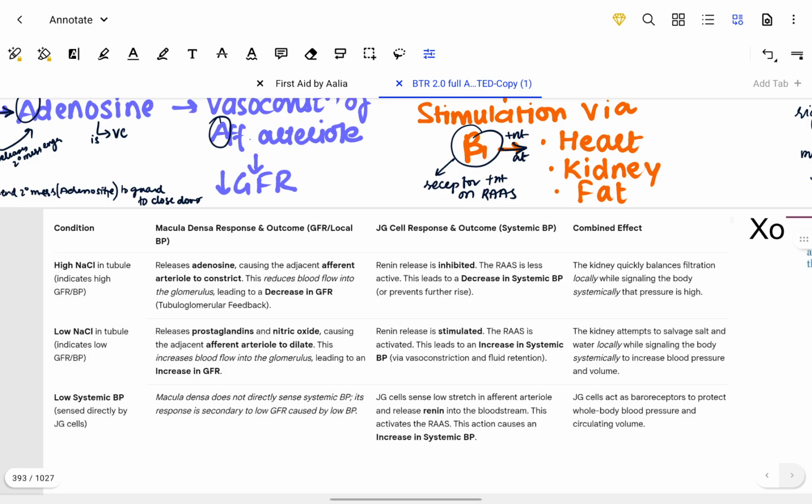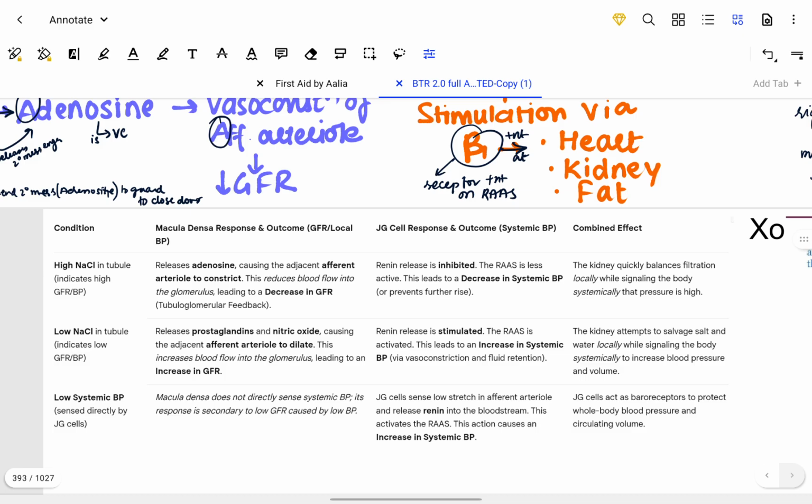Okay, now low NaCl means low GFR, low BP. Since NaCl is low, the body in itself does not want to excrete more, so it decreases the GFR, and BP is low. Okay, makes sense. Now what does macula densa do? Because we have to maintain the GFR, all right, no matter what. So now macula densa releases prostaglandins and nitric oxide. So these are the vasodilators. So these will dilate the afferent arteriole. So there will be an increase in the blood flow to the glomerulus, leading to an increase in GFR.